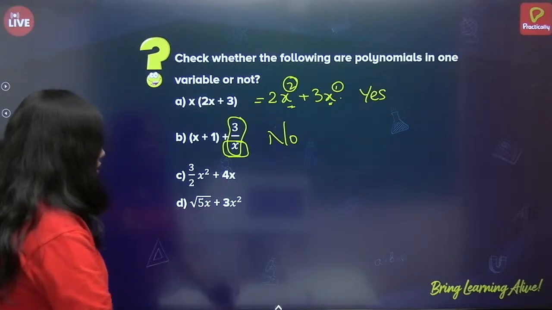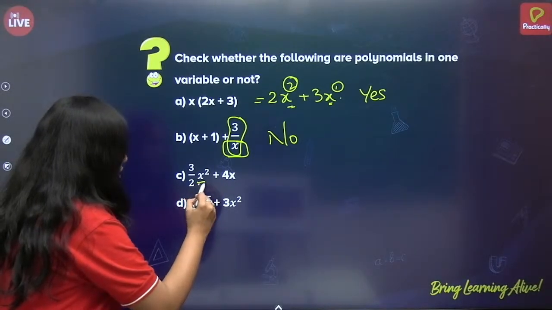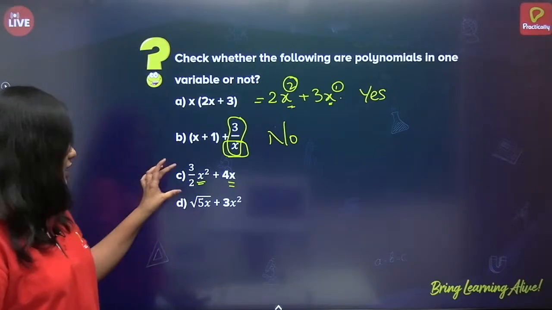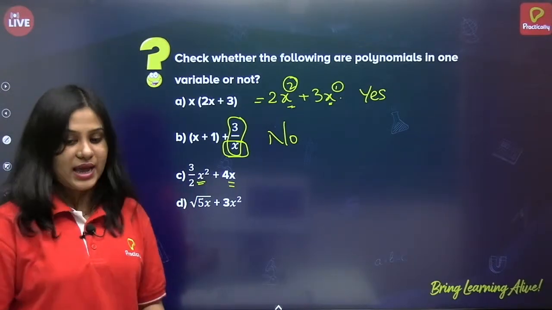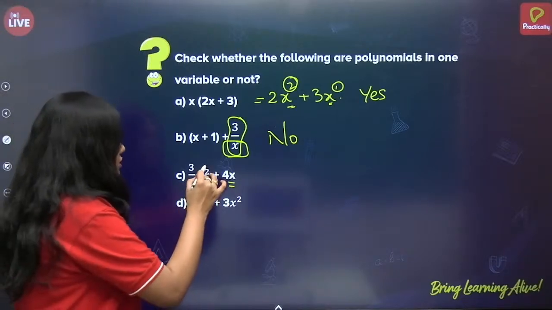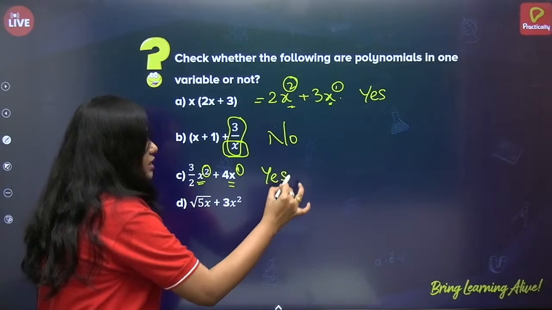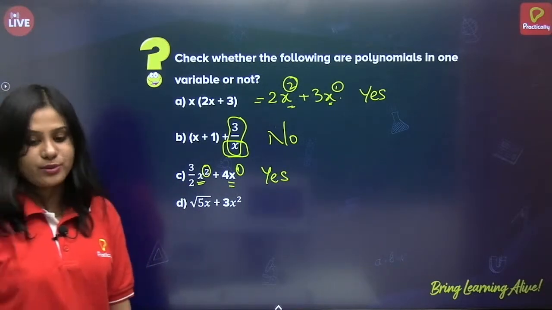So again here, let us see if it has only one variable. Yes, this complete expression has only one variable x. And what about the exponents? Here it is 2, here it is 1. So yes, it is a polynomial in one variable.